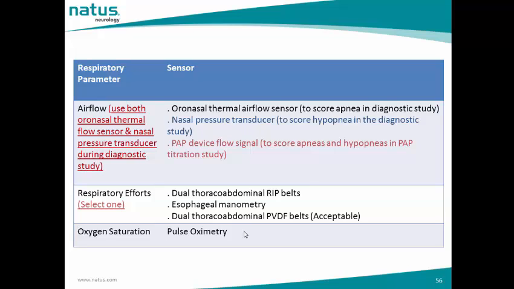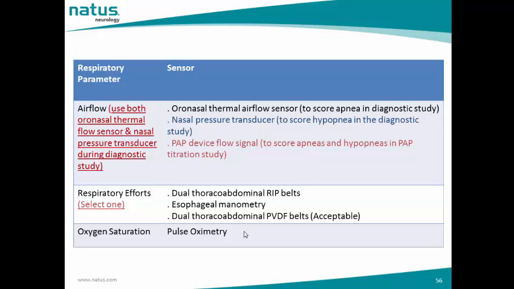To sum up, for airflow, we should use both the nasal thermal sensor and the nasal pressure transducer during diagnostic studies. So the oronasal thermal airflow is to score apnea, the nasal pressure transducer is to score hypopnea, and the PAP device flow signal is to score both apneas and hypopneas if it is a titration study.